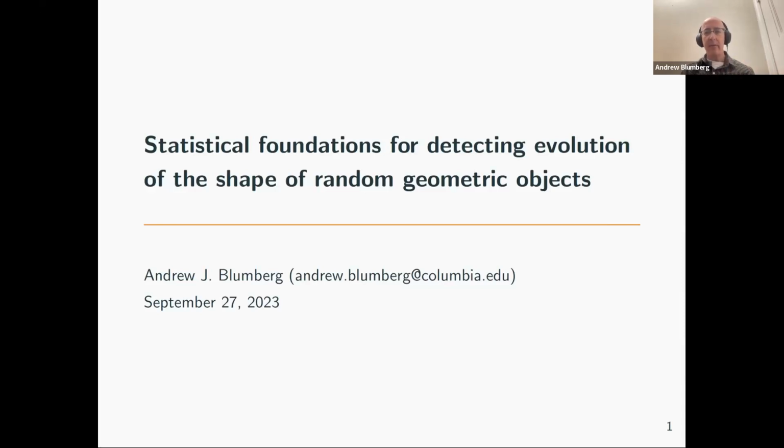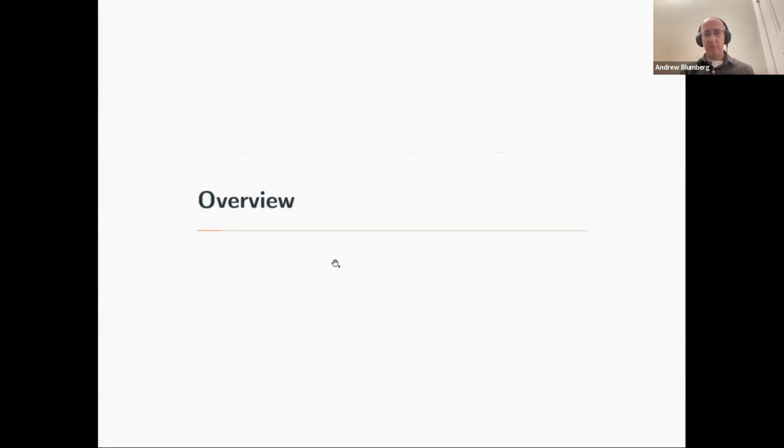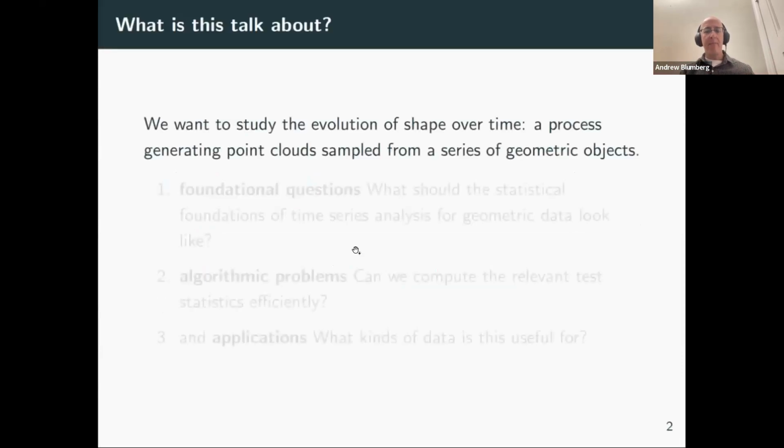So I want to talk about some joint work I did with a statistician named Anne van Delft on a new foundation for doing statistics to analyze geometric time series. So let me start with the overview. We want to study the evolution of shape over time. So we're thinking of this as a process where we have point clouds that are generated by sampling from some sort of temporally indexed series of geometric objects. So we have finite samples reflecting some time-varying underlying series of metric measure spaces, something like that.